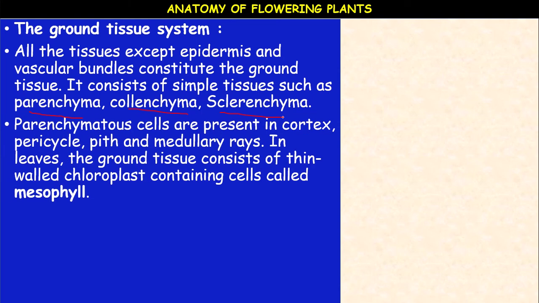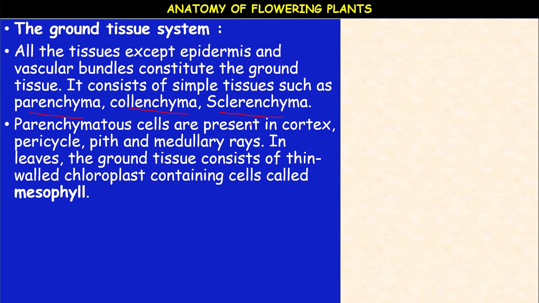The parenchymatous cells are present in cortex, pericycle, pith and medullary rays. In leaves, the ground tissue consists of thin walled chloroplast containing cells called mesophyll tissue. This mesophyll tissue is divided into palisade parenchyma and spongy parenchyma. The internal organization of the leaf is such that it suits the process of photosynthesis.